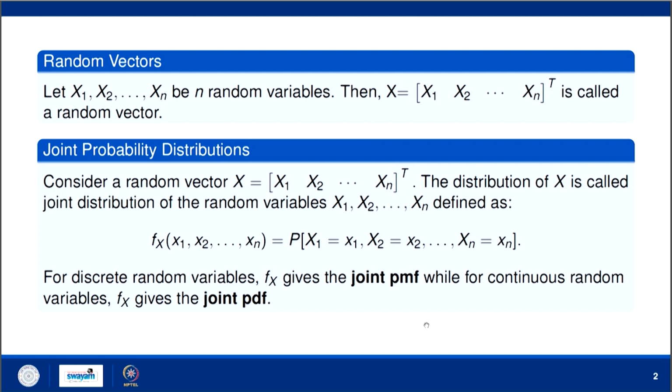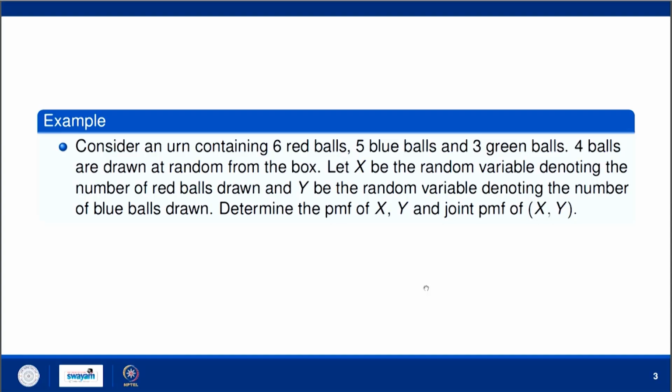Basically, till now we have seen what a probability mass function or probability density function is for a single random variable x. But now, instead of a single random variable, we have n random variables. So instead of finding it for a single random variable, we are finding it for a random vector. Now, instead of calling it a PMF or PDF, we call it joint PMF or joint PDF. This is the only difference. So let us try to understand the concept of joint PMF or PDF using a few examples.